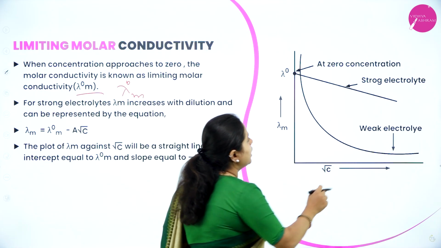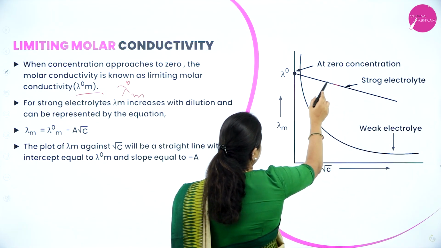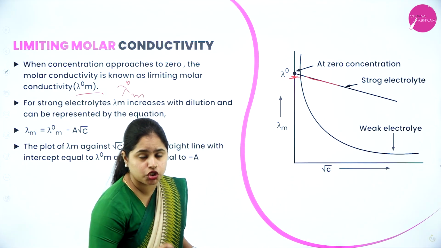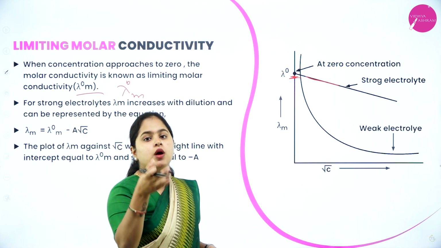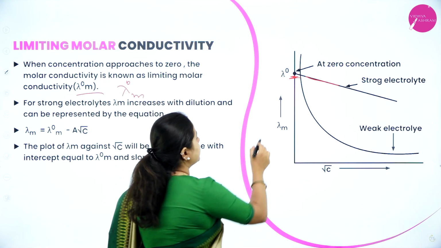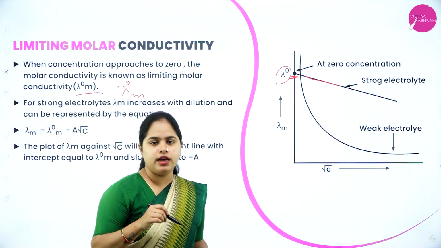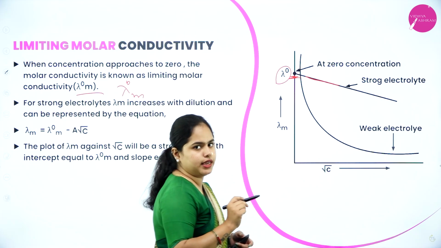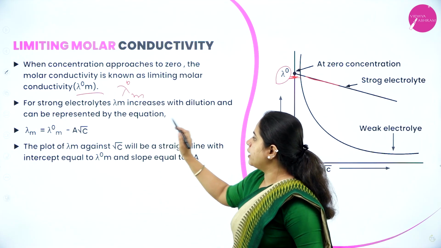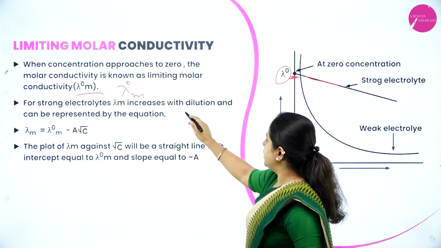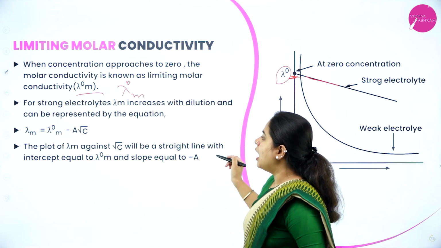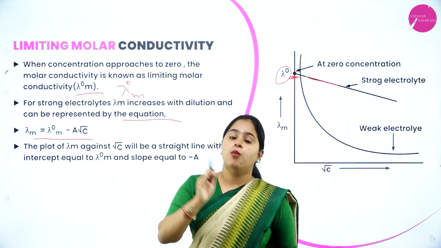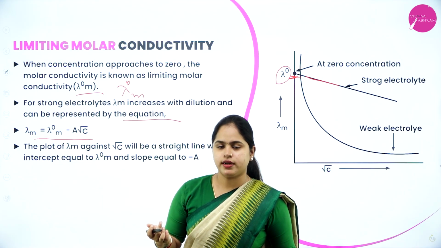So, as you can see, for a strong electrolyte, if we draw the graph, finally it will touch this point where the concentration is 0. At that point, what is the molar conductivity? That is called the limiting molar conductivity. And in the case of weak electrolyte, as you can see, it is not touching the y-axis. Okay, so for strong electrolytes, the molar conductivity increases with dilution, we already studied, and can be represented by the equation. So, this is the equation which is relating molar conductivity and limiting molar conductivity.